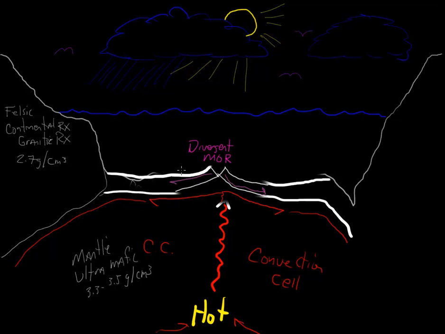Same thing over here, convection cell. These convection cells push these crustal plates made out of the crustal rock, as well as the upper part of the mantle. So the mantle moves, the crustal plates move. This is a divergent mid-ocean ridge. It's also called a spreading center, because that's an area where things spread.